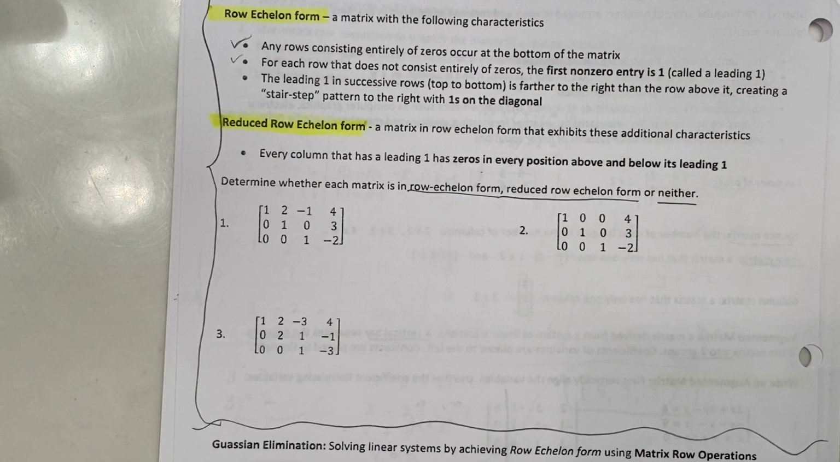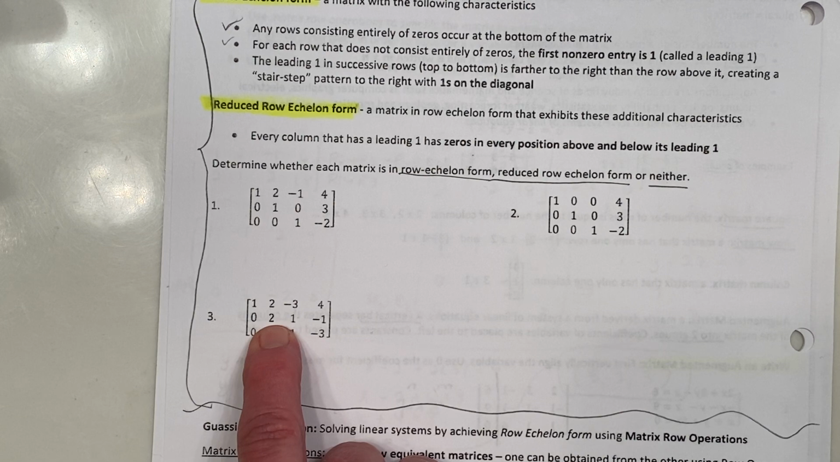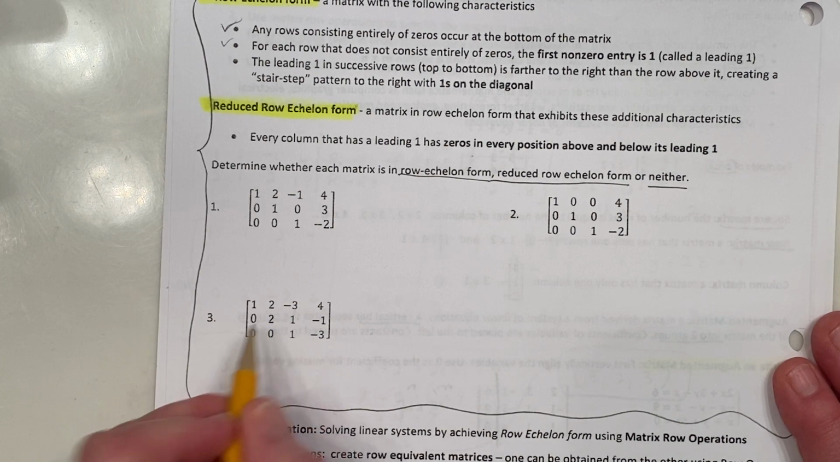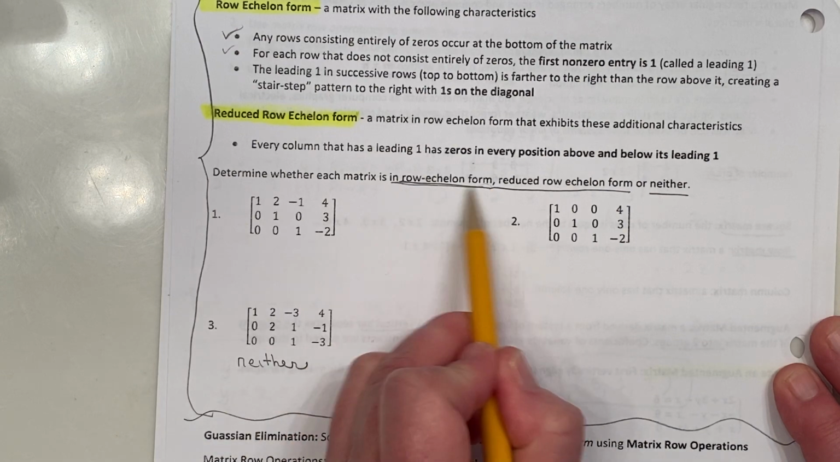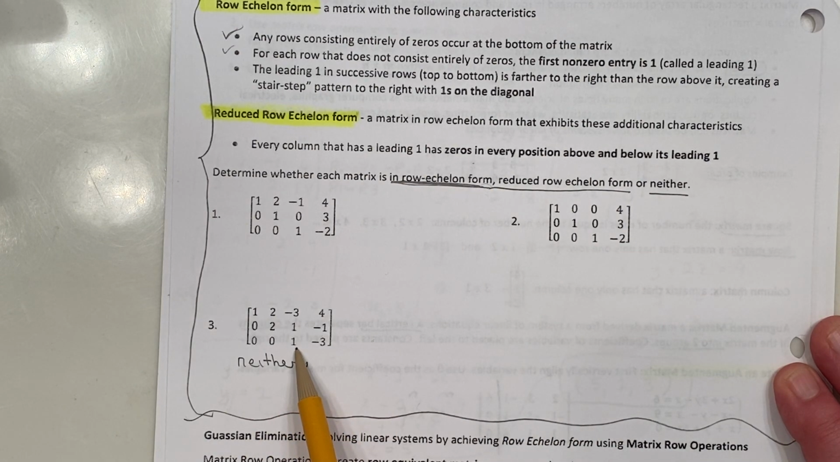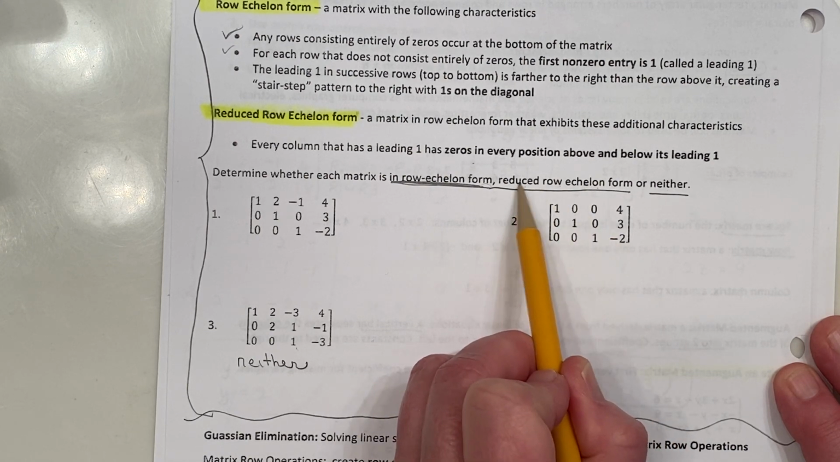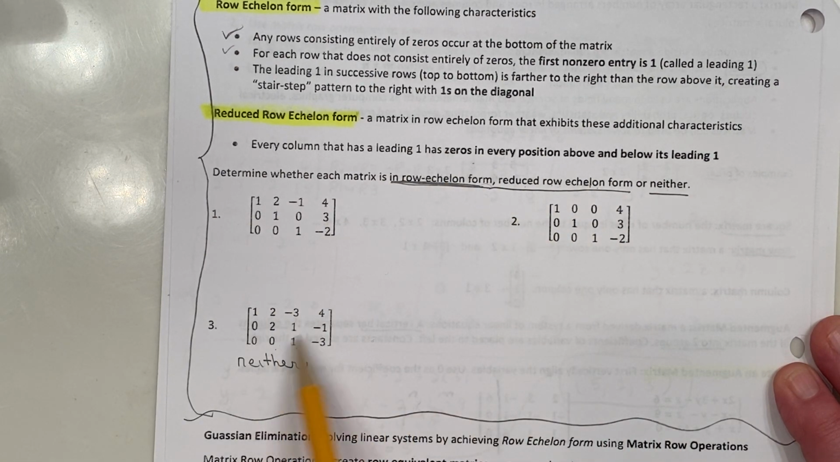Okay, look at example 3. I have a 1 that leads off this row, that's good. But when you come down to row 2, that's a 0, but if I'm going to be in row echelon form, that 2 needs to be a 1, and it's not. So right now, I can say that example number 3 is not in row echelon form. Well, if this matrix is not in row echelon form, then it definitely can't be in reduced row echelon form, because reduced row echelon form has to satisfy the row echelon form requirements, and this one doesn't. So example 3 is neither in row echelon nor reduced row echelon form.